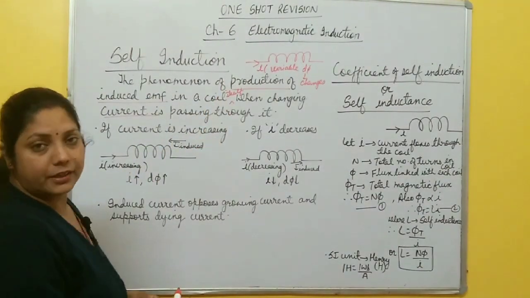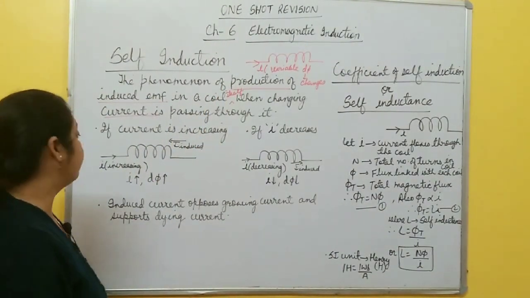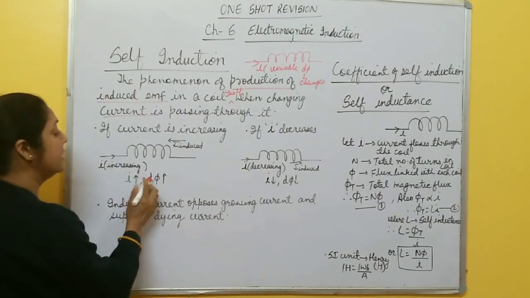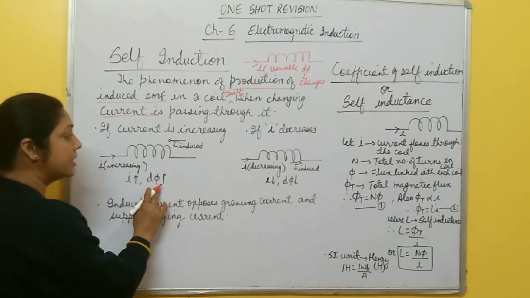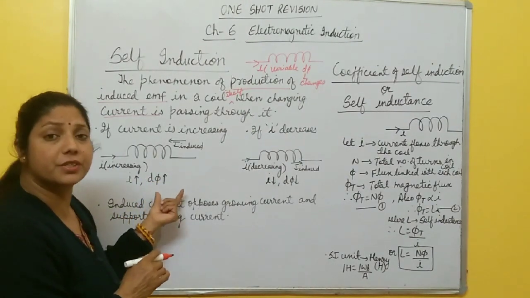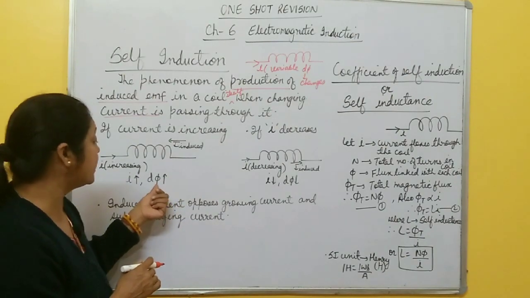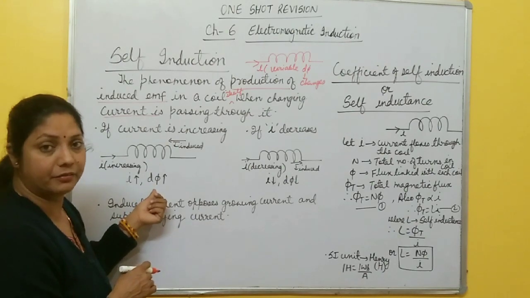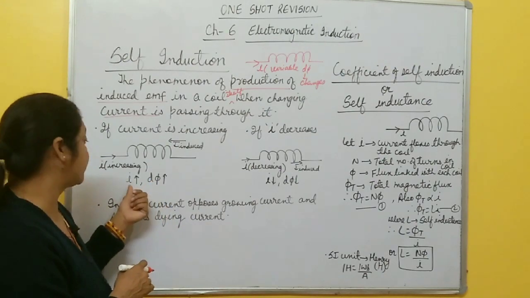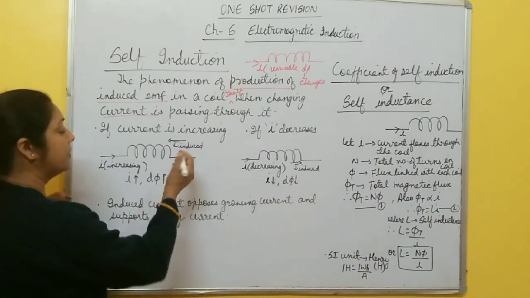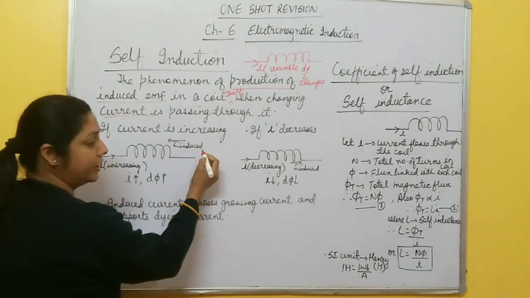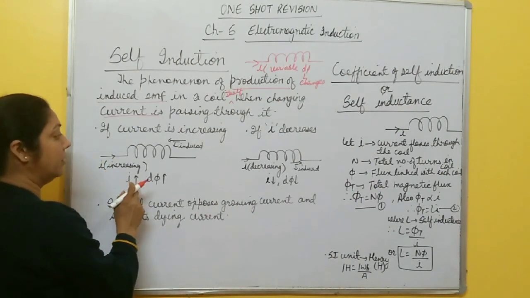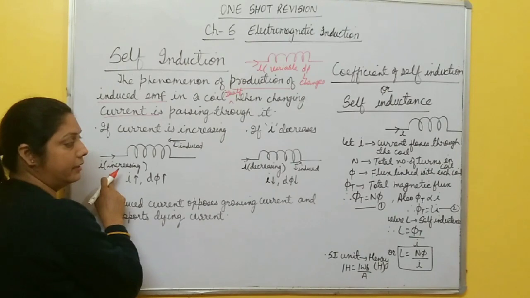What is the direction of that induced current or induced EMF? If the changing current is increasing, then the change in magnetic flux also increases. The direction of induced current is such that it opposes this increase in magnetic flux. It tries to decrease the magnetic flux, and this is possible only if the direction of current is reversed. So the induced current direction is opposite to that of the supplied current, right? Induced current always opposes the increasing current.